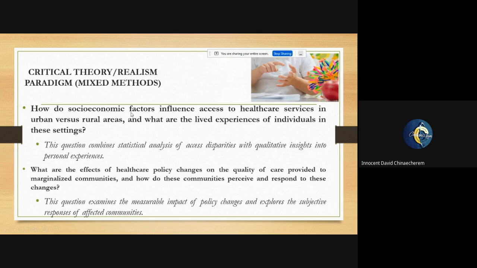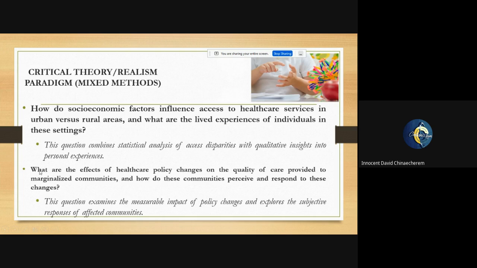So influence is synonymous with impact. And then lived experience. So this is quantitative, and this is qualitative. This question combines statistical analysis, which is this, with qualitative insight into personal experience, which is this. So this is what? A mixed method question.